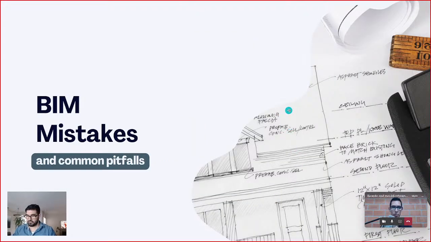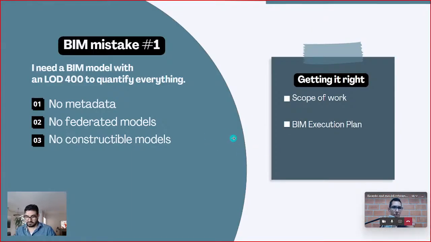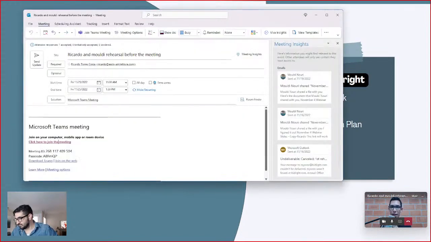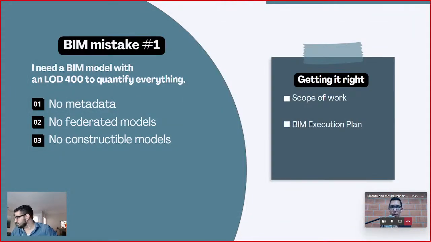So, BIM mistakes and pitfalls. One of the biggest mistakes I have seen in my experience is that now with building information modeling catching up, customers are asking for an LOD 400 sometimes without knowing what the scope of that level of detail is. For them, it's kind of easy to say, okay, we need that because we want to quantify everything. But again, it's not their fault. It's actually our fault because we haven't explained to them exactly what the level of detail is and how to agree on a scope of work that works for everyone.